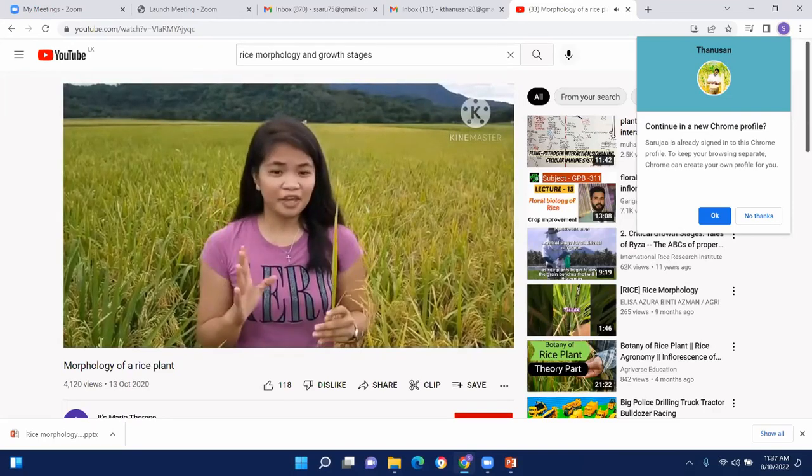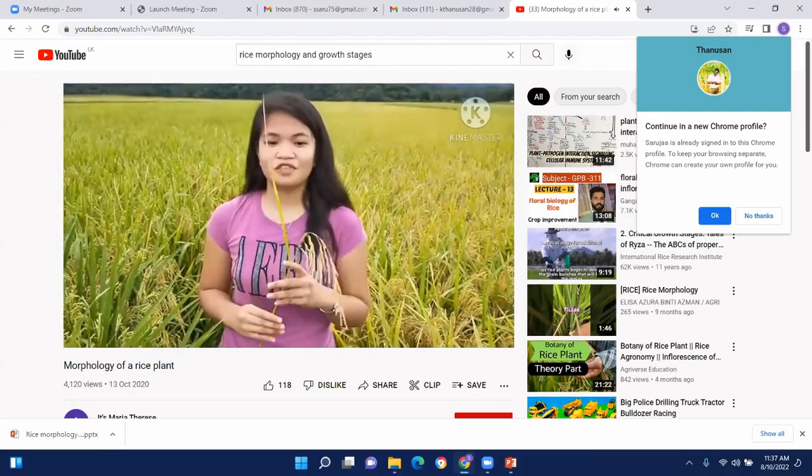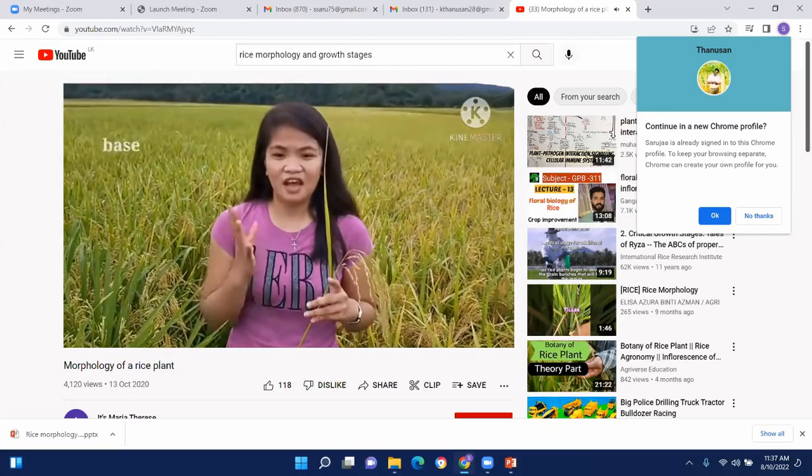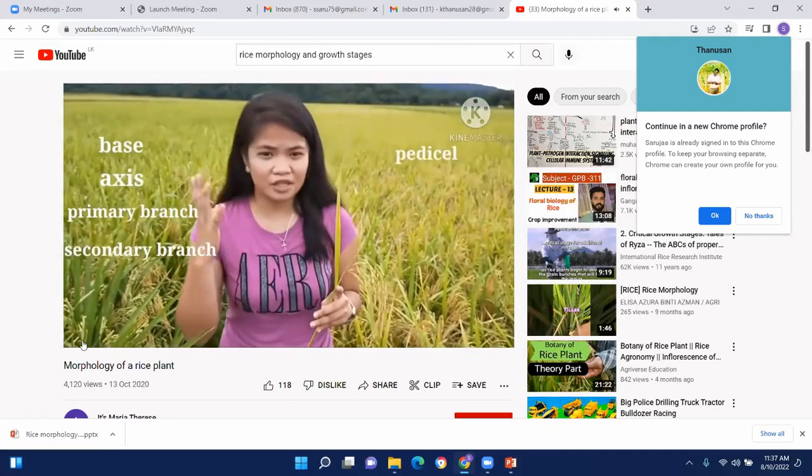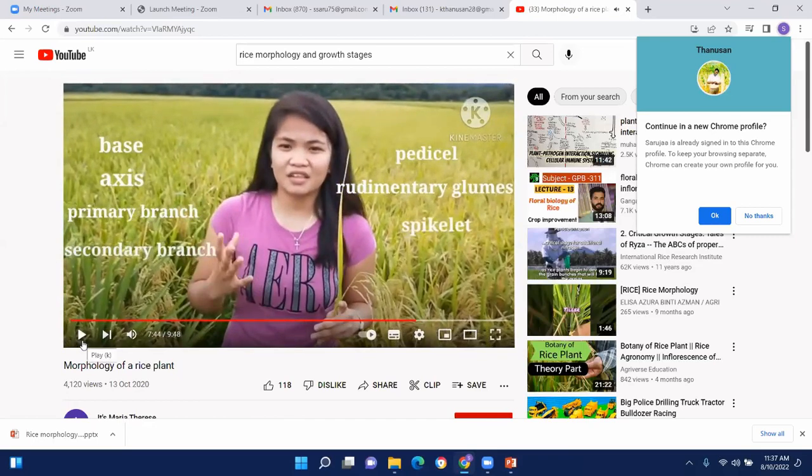The major structures of the panicle are the base, axis, primary and secondary branches, the pedicel, the rudimentary glumes, and the spikelet. Base, axis, primary branches and secondary branches, pedicel, spikelet. In slide preparation, we normally reverse from the start to finish with the root. Whatever you study, what you can understand is the important thing.